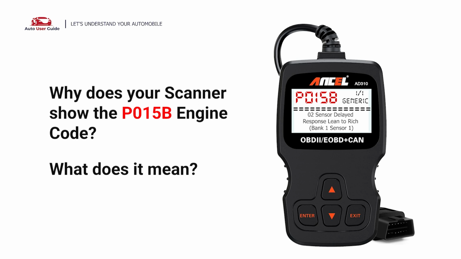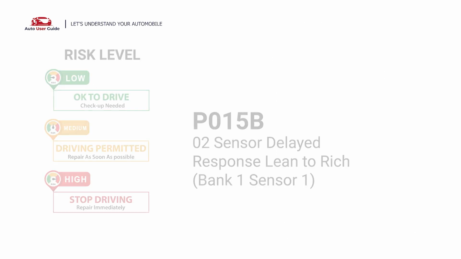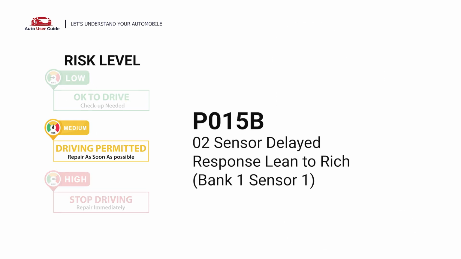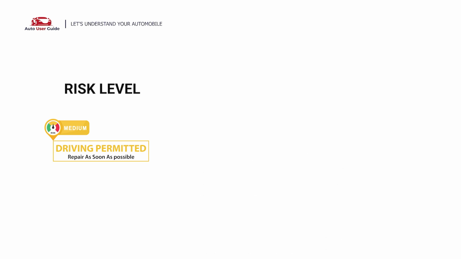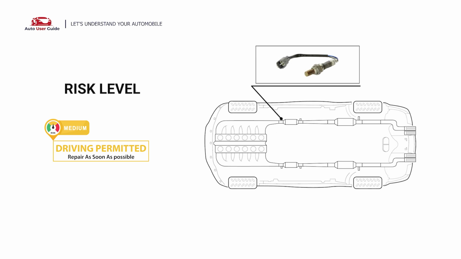Why does your scanner show the P015B engine code? What does it mean? P015B is a diagnostic trouble code for O2 sensor delayed response lean to rich, bank 1 sensor 1. P015B indicates the powertrain control module is not getting a normal response from the oxygen sensor. Under this circumstance, short-distance driving is permitted, but your vehicle should be repaired as soon as possible.